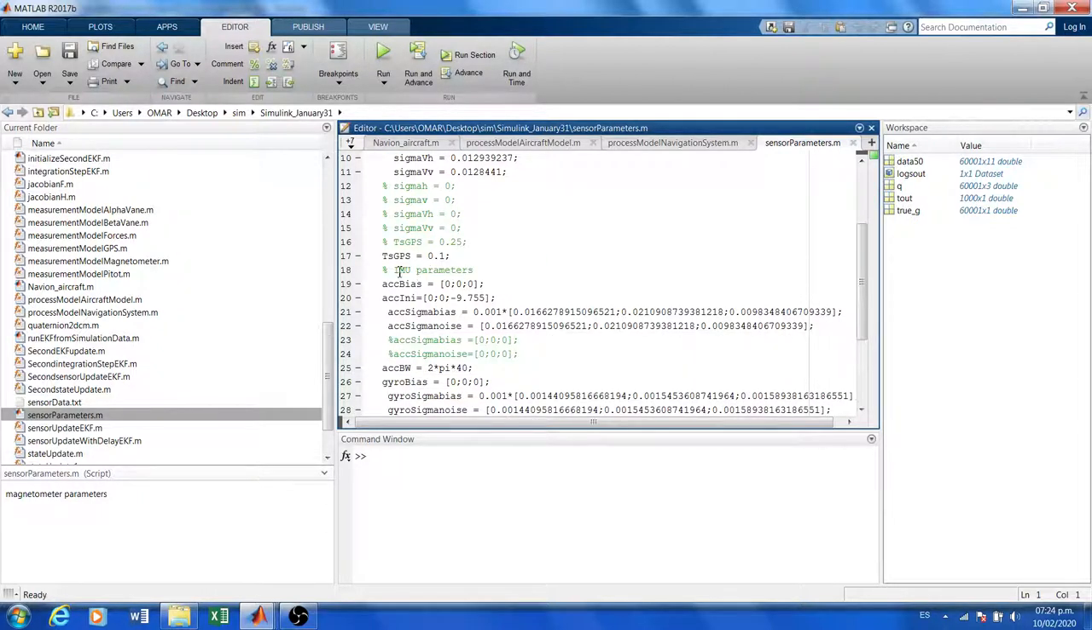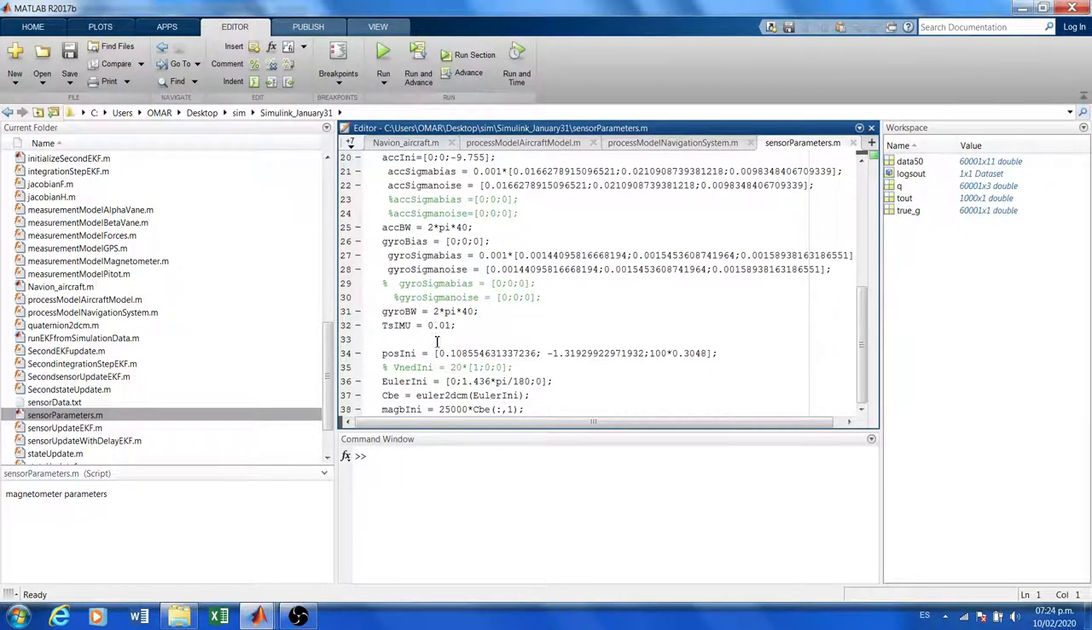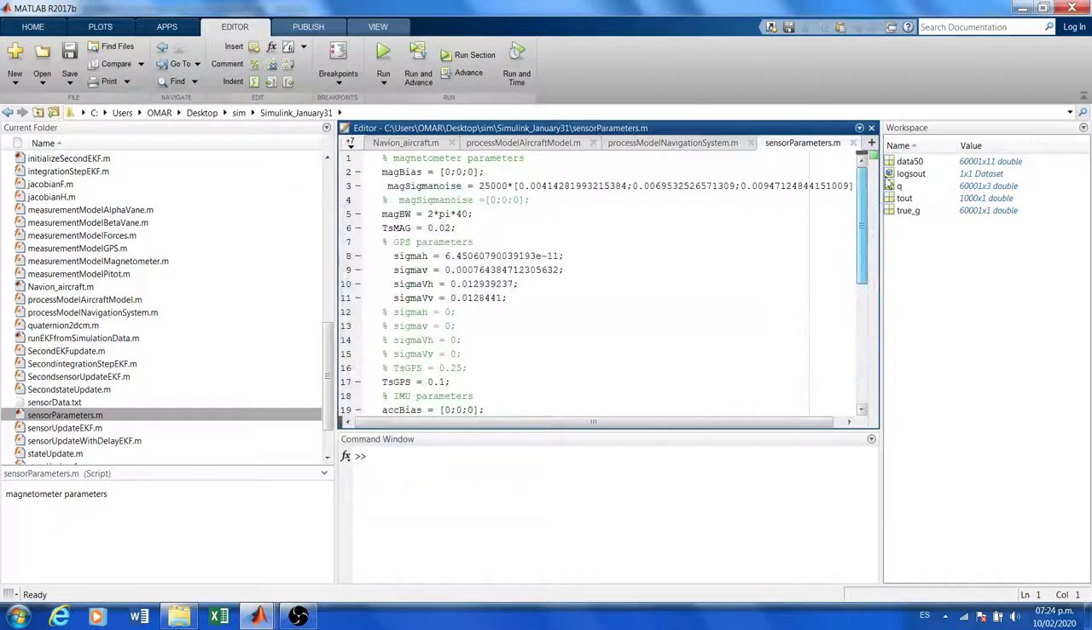IMU parameters, inertial measurement unit: the bias, initialization, sigma bias, sigma noise, acceleration bandwidth, accelerometer bandwidth, gyroscope bias, all the gyro information, the initial position, the initialization of the speed, Euler initialization, direction cosine matrix, and the magnetometer initialization. So these are the sensor parameters.